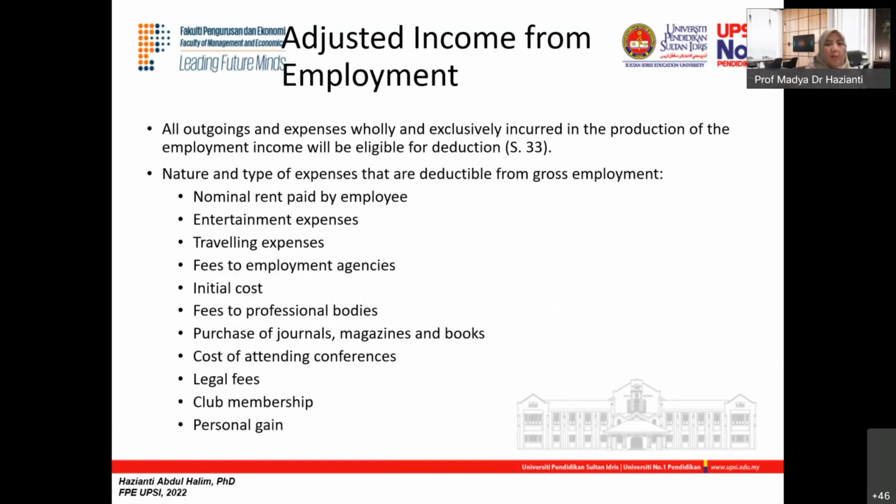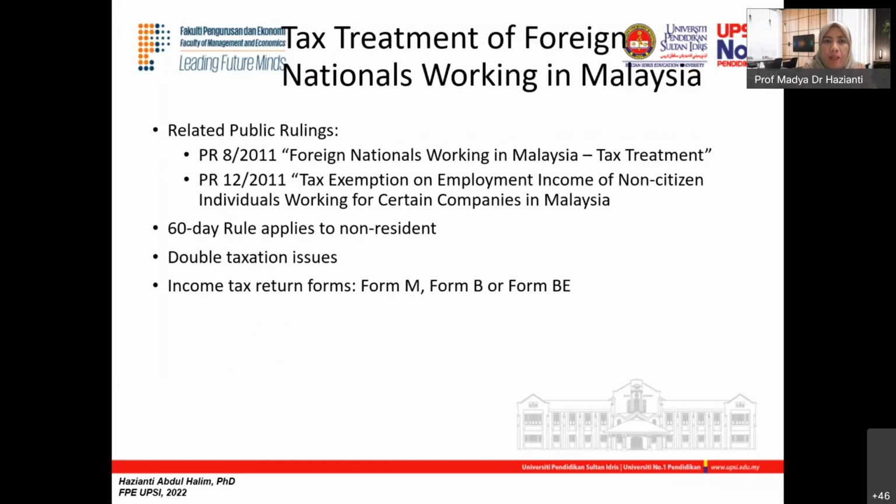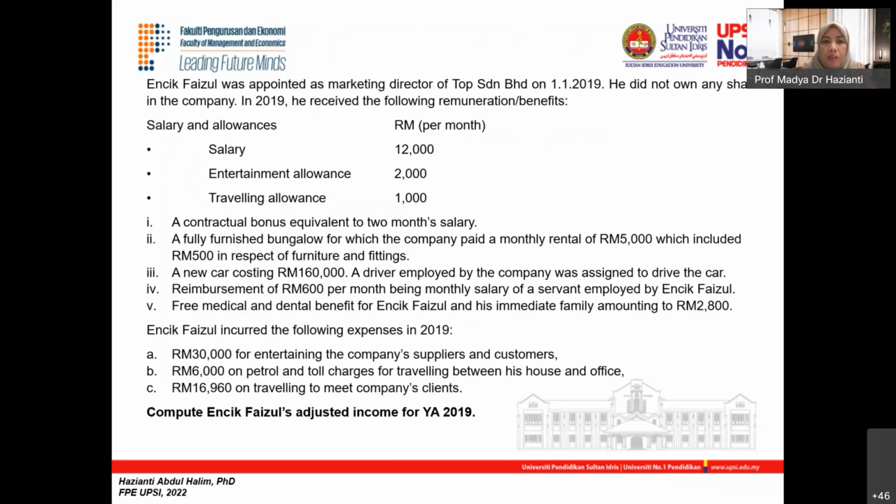Alright, so adjusted income for employment, this is in total lah. We have outgoing and expenses wholly and exclusively incurred in the production of employment income will be eligible for deduction. Again, like ada soalan kita buat hari tu on entertainment expenses, and these are the expenses that can be eligible for deduction. Yang ni kita tengok nanti later bila kita buat soalan. Tax treatment for a national working, okay, ni kita dah tengok hari tu, 60 day rule non-resident, kalau kerja less than 60 days, then will not be taxable.